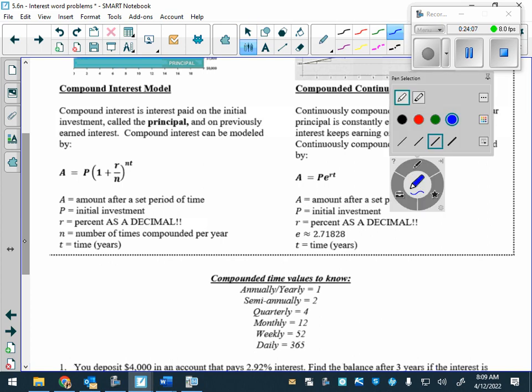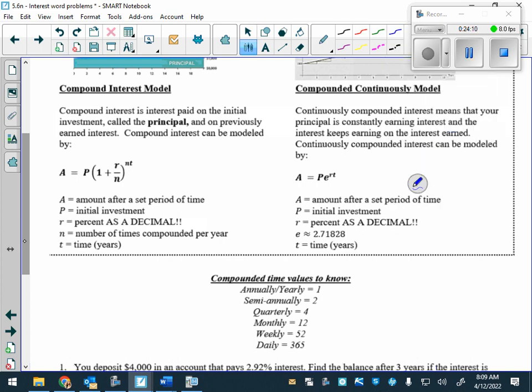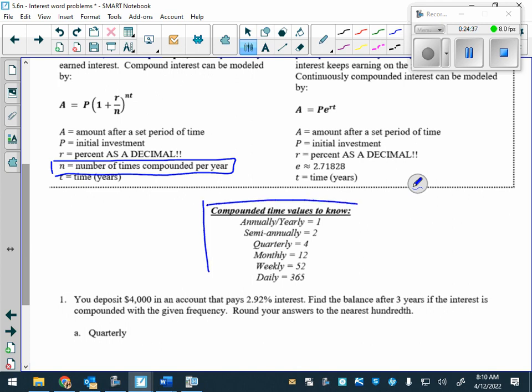What is new is N. Number of times compounded per year. So for example, quarterly is how many times per year? 4. Monthly, 12. Semi-annually is 2. So your N values can be those.